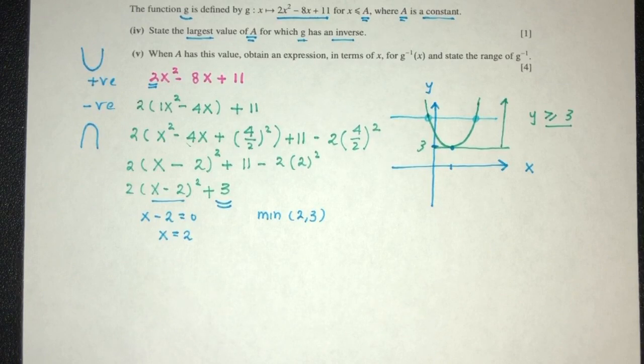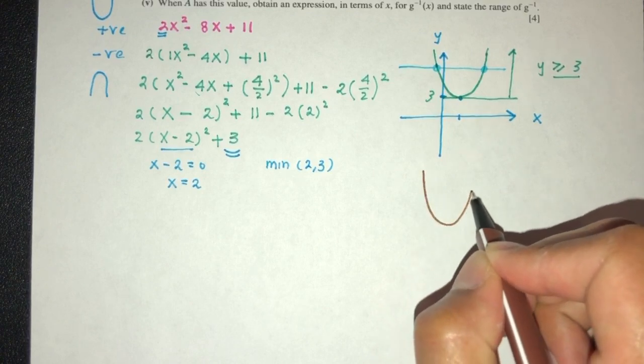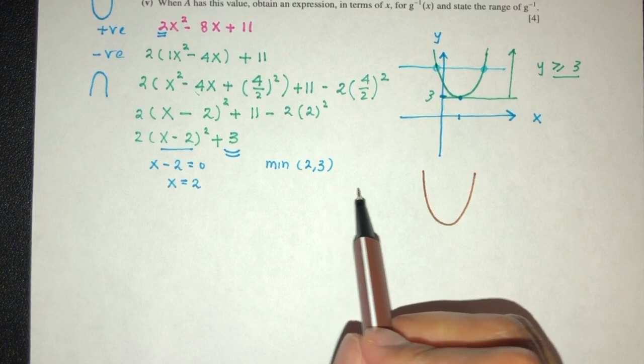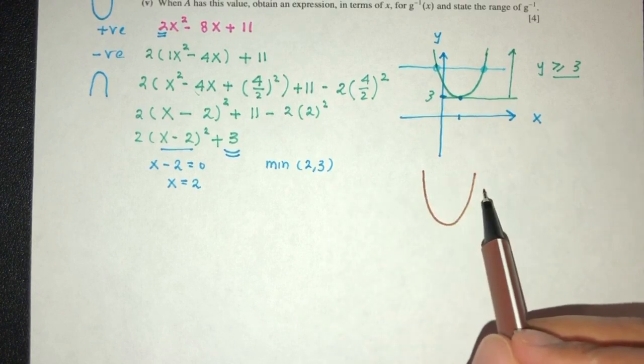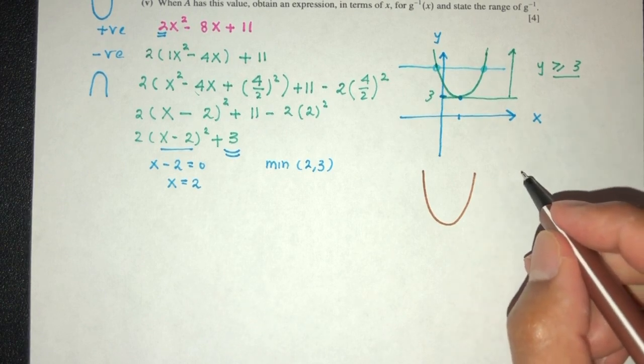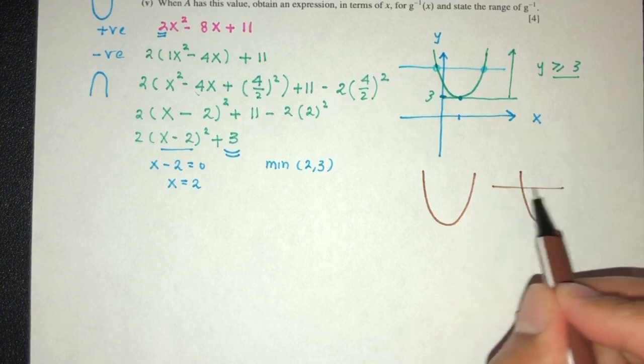Pretty easy. We realize that a function has an inverse if it is a one-to-one function. Now we can see that was the shape of the curve. However, like this, it will not have an inverse because if you draw a line, it will meet at 2 points. To have an inverse, it will need to meet at only 1 point. So let's say if my curve is like this, if I draw a line, it will meet at only 1 point.